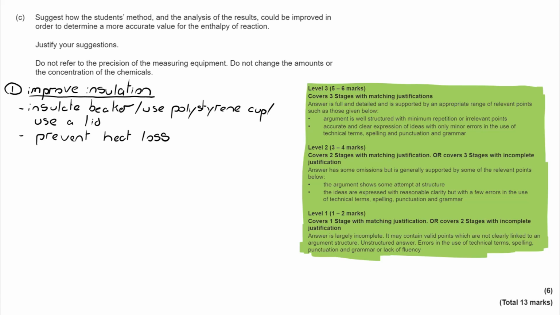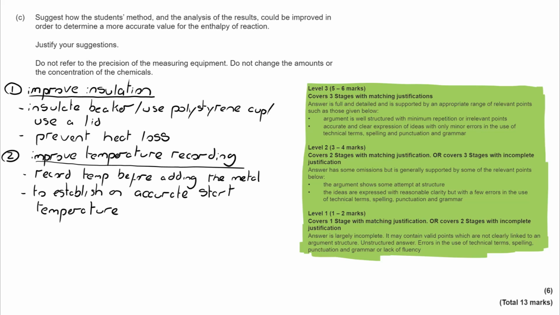Now, the first part of that is that you would improve the temperature recording by recording the temperature for 3 minutes, maybe, before you add the metal. That's going to allow you to establish an accurate start temperature. Is the room temperature stable? Is it going up? Is it going down?